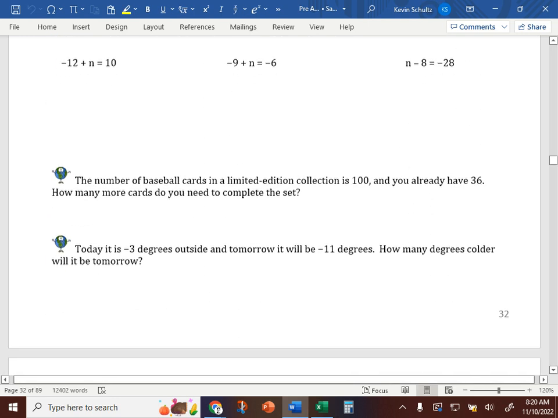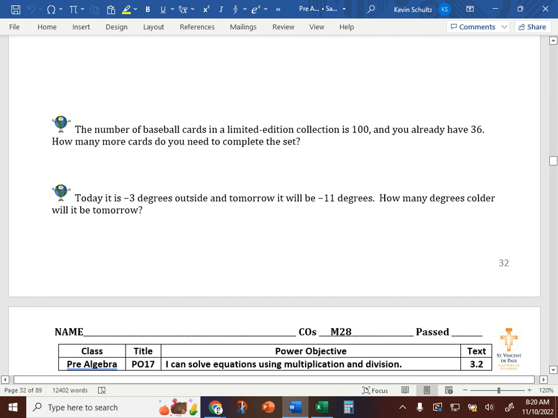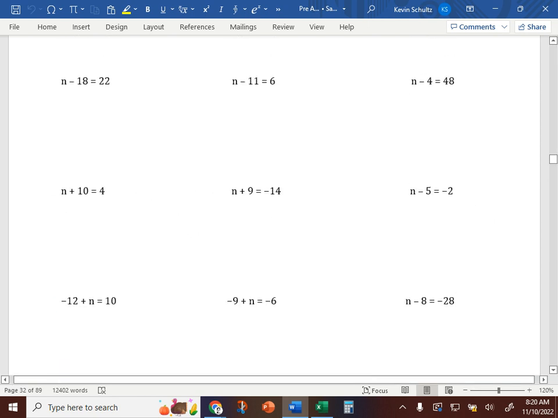Then you've got some word problems at the bottom. The number of baseball cards in a limited edition collection is 100. You already have 36. How many cards do you need to complete the set? Today is -3 degrees outside, and tomorrow will be -11 degrees. How many degrees colder will it be tomorrow? So a little bit of application.